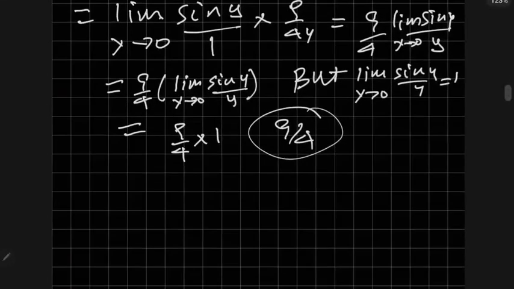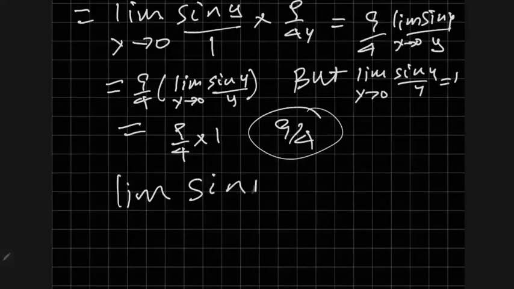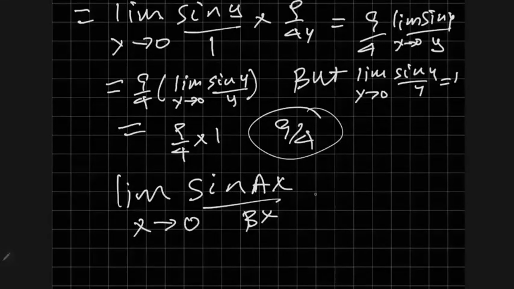So one can generalize simply: the limit of sine ax over bx as x goes to 0 is equal to a over b.